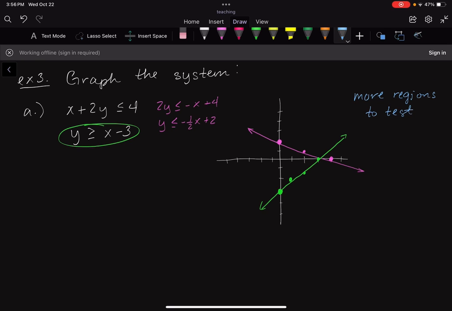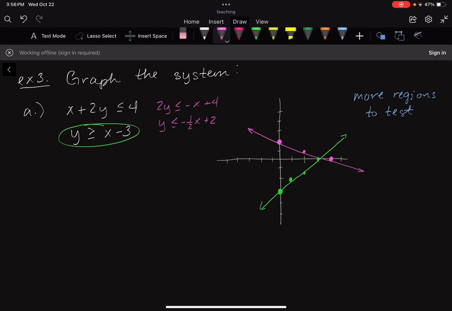So for this one, since my pink line has a less than symbol, I'm going to shade below that line. But since my green has a greater than symbol, I need to shade above that line. So the only area that is below the pink but above the green is this area right here. And so that is one way to do this problem. But if you forget when to shade below or above based on the direction of the symbol, we can always just test points, and that's fine.